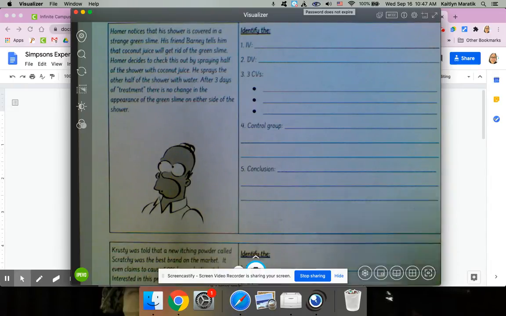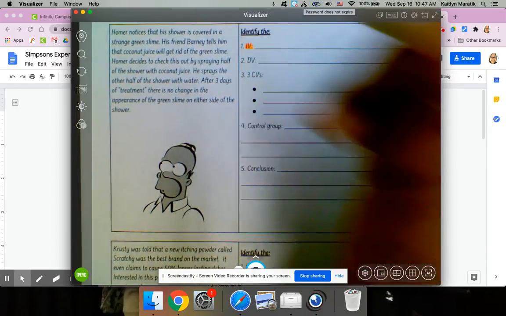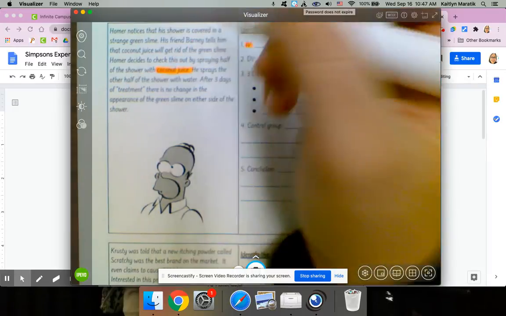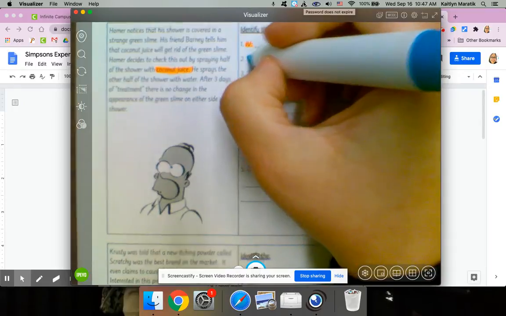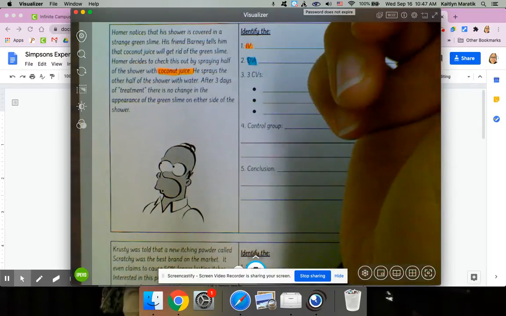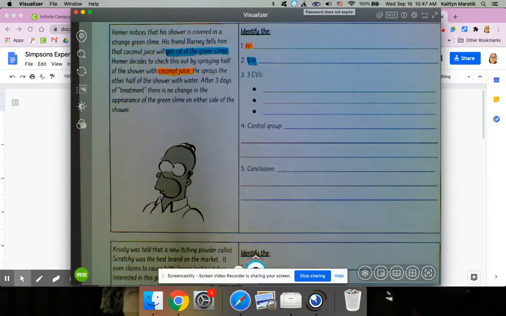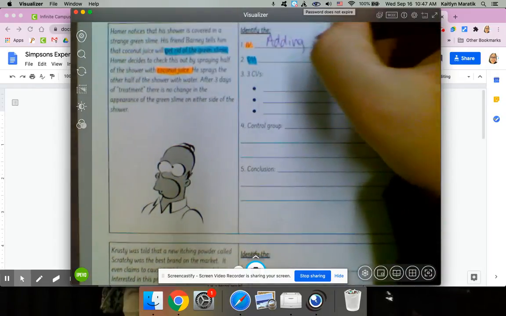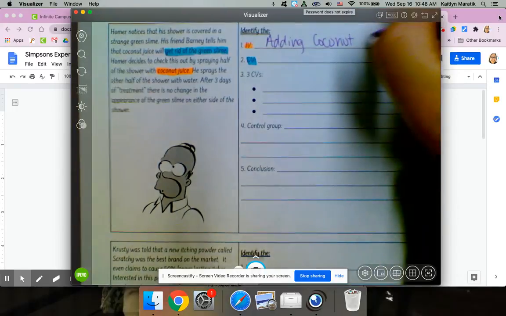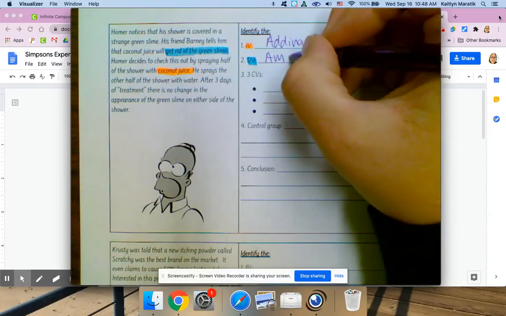What is the one thing that is being changed? The one thing he's changing is using this coconut juice. So what are we looking to observe? Our dependent variable. We want to see if we can get rid of this green slime. So it'd be like amount of green slime. So let's add those here. So independent variable is adding coconut juice and the dependent variable is the amount of green slime.